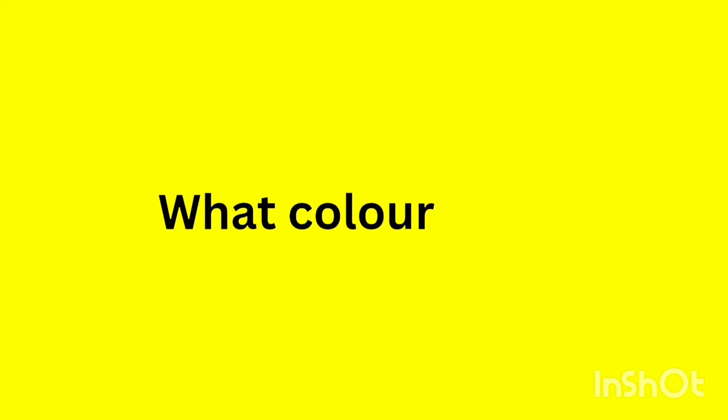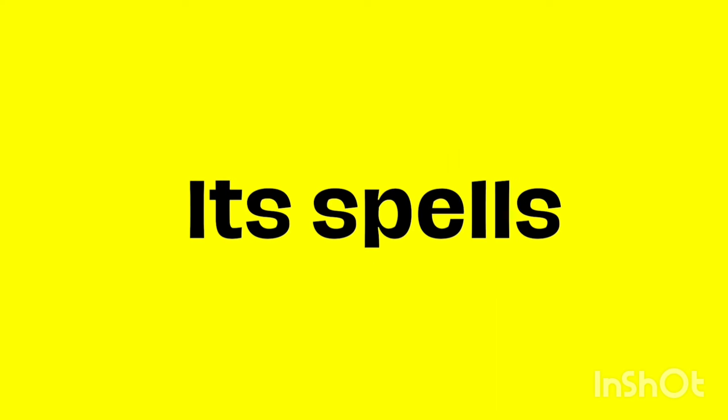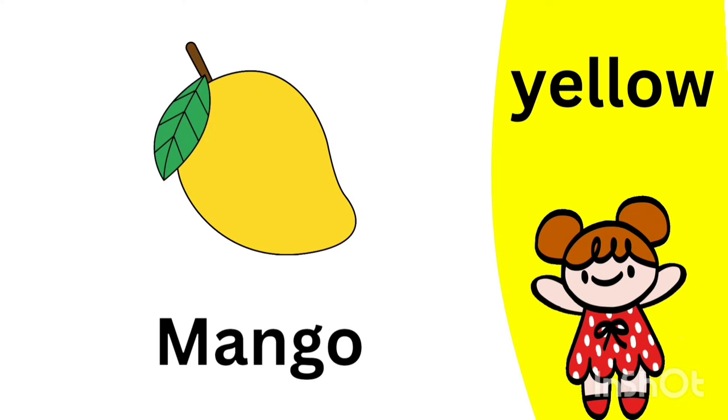What color is this? This is the color yellow. It spells Y-E-L-L-O-W. Yellow. Mango is yellow.